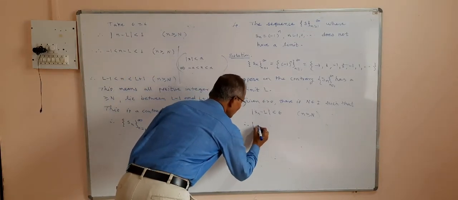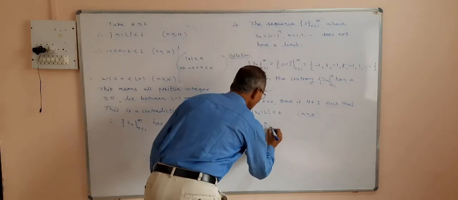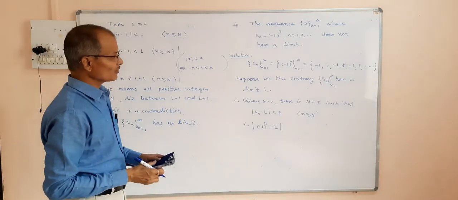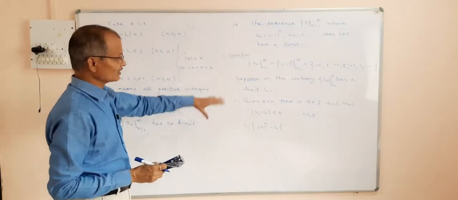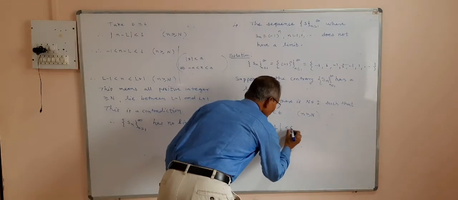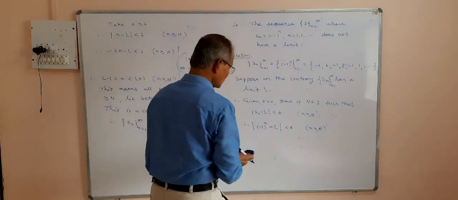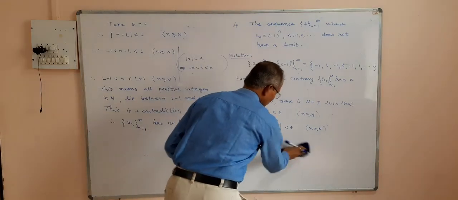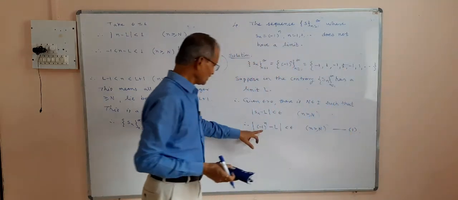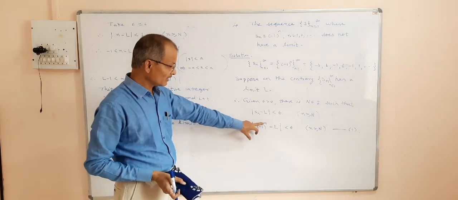Now what is Sn? Sn is (-1) raised to n, and we are assuming a limit L. So here we are not proving a certain limit, but we are assuming the limit L. So |(-1)^n - L| < epsilon for n greater than or equal to N. We consider this as our first statement, so this must be satisfied. But you see there is no fixed value of (-1) raised to n. It depends on whether n is even or odd.